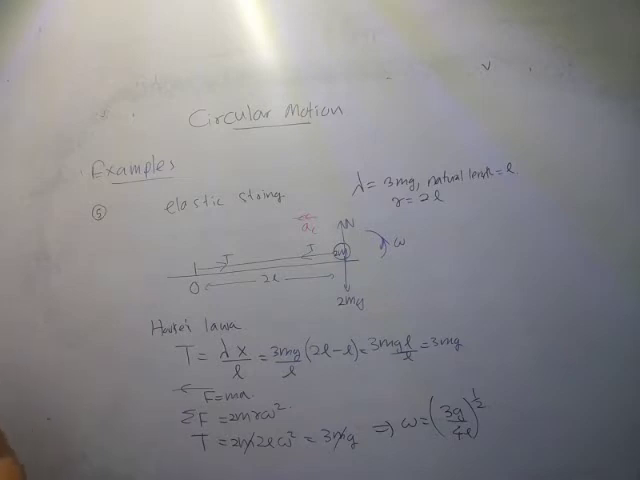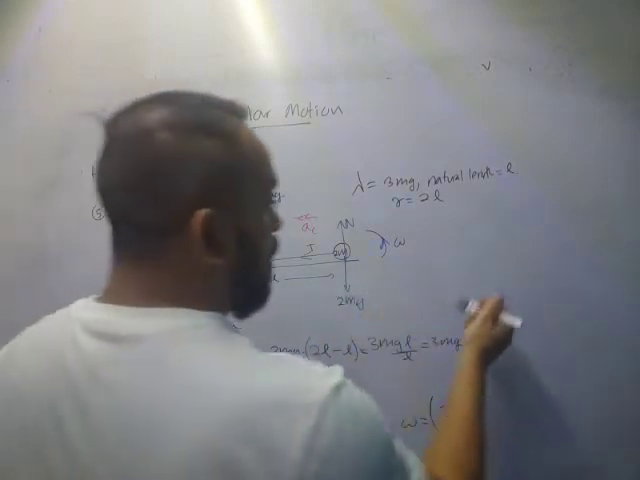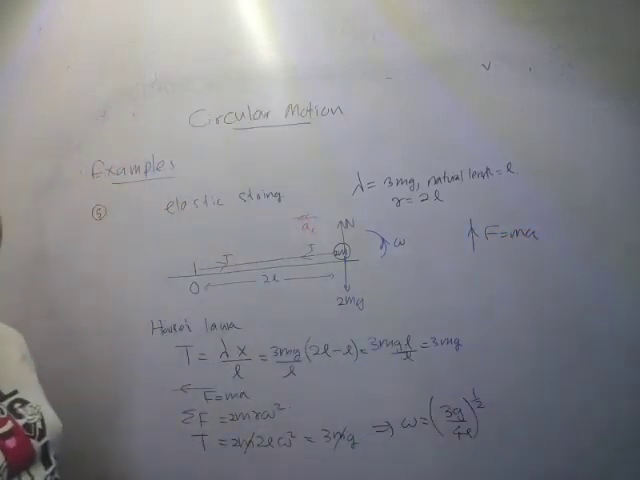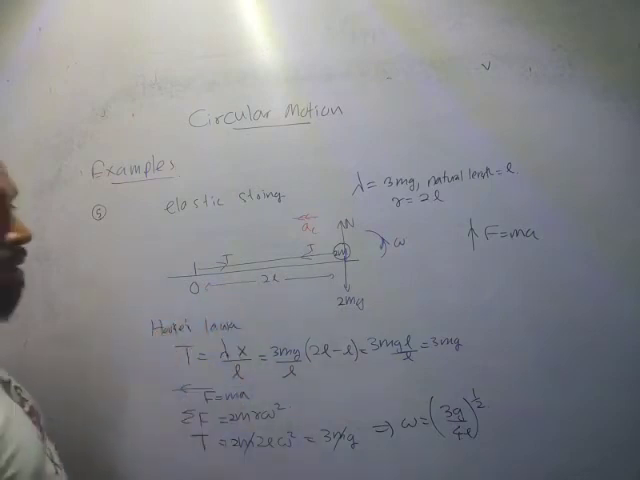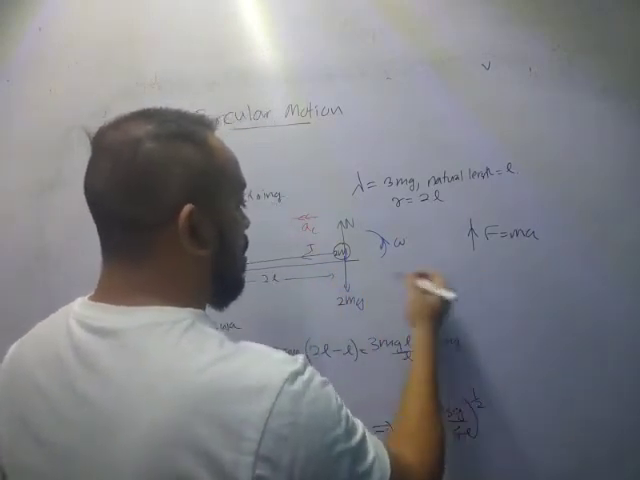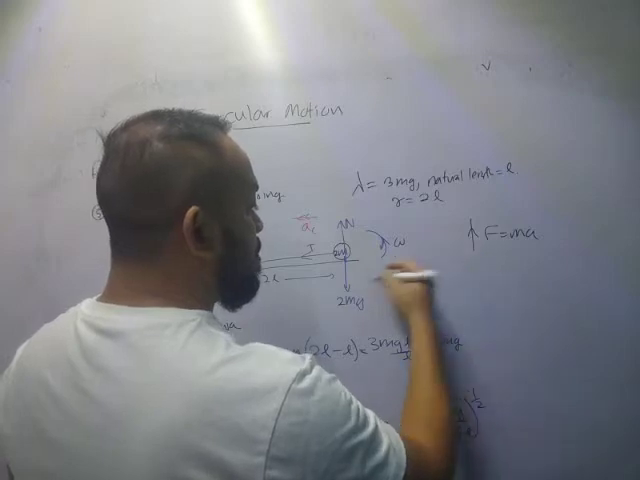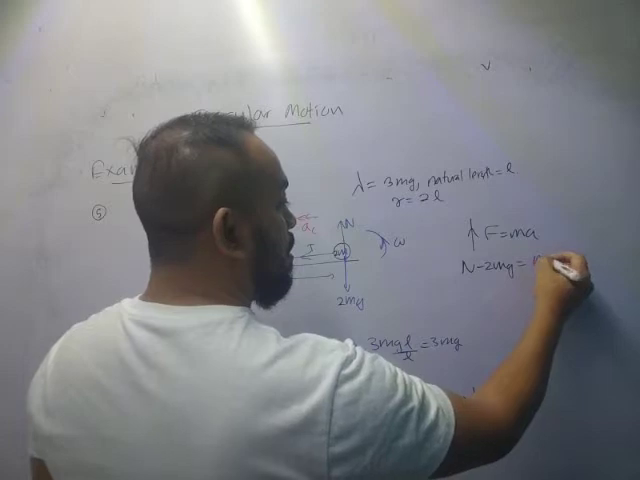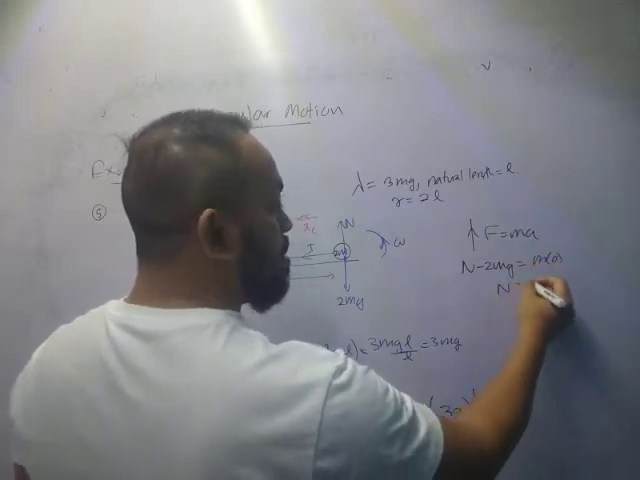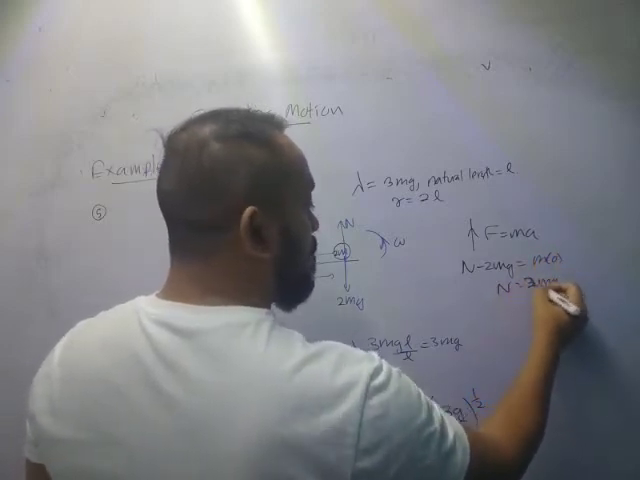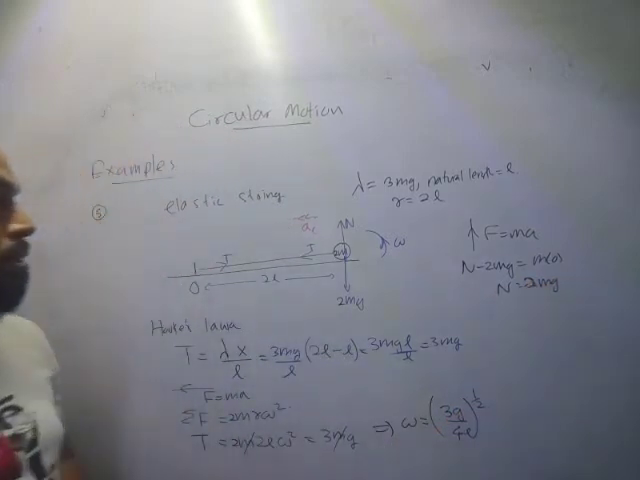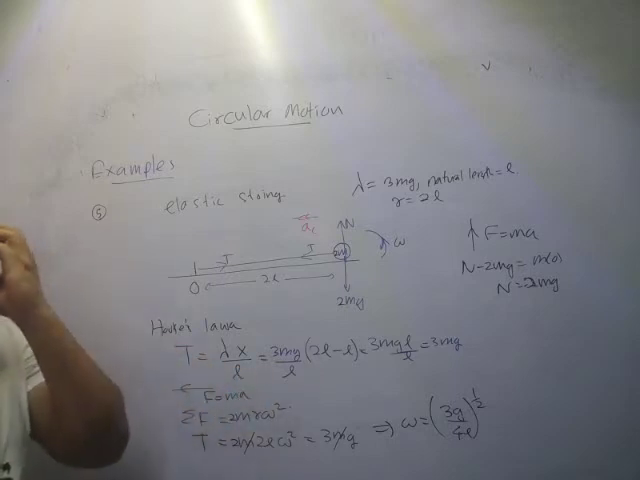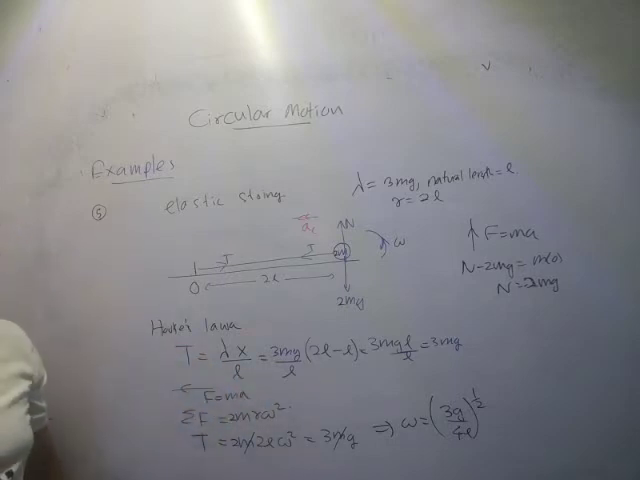Right. Then N, to find N, F equal ma. Please keep doing this because you don't get easy problems like this, but you have to learn from the simplest problem. So N minus 2mg equal to m times 0, N is equal to 2mg. It's very important. So this is an elastic problem, a problem that used an elastic string, that we did.